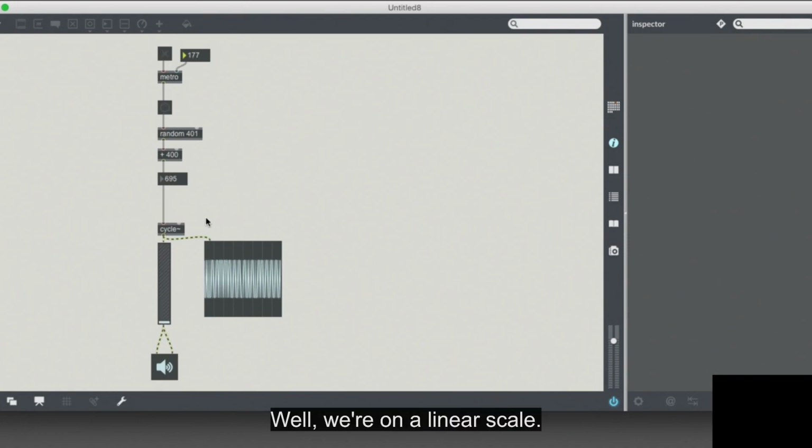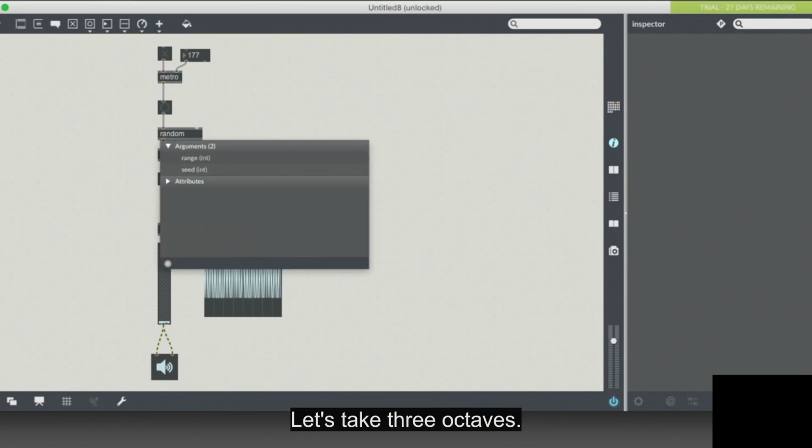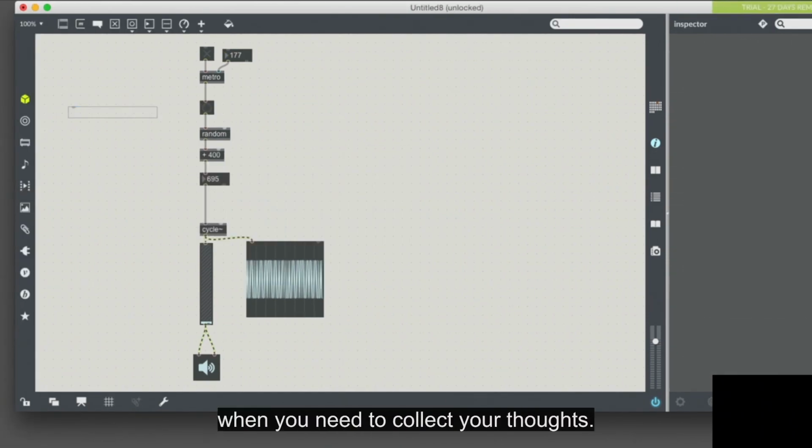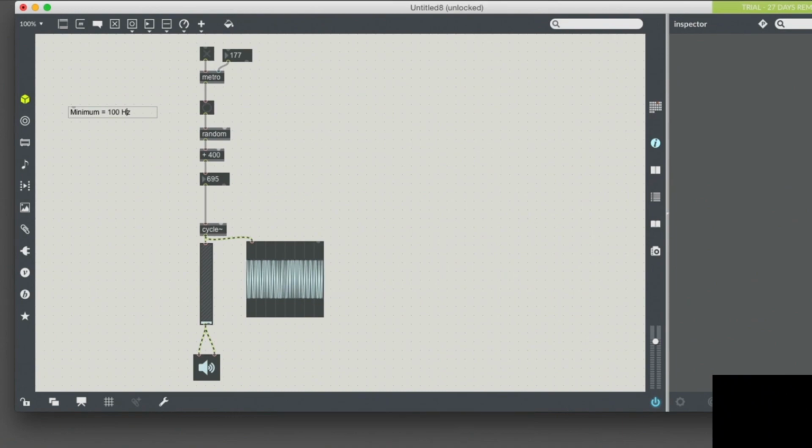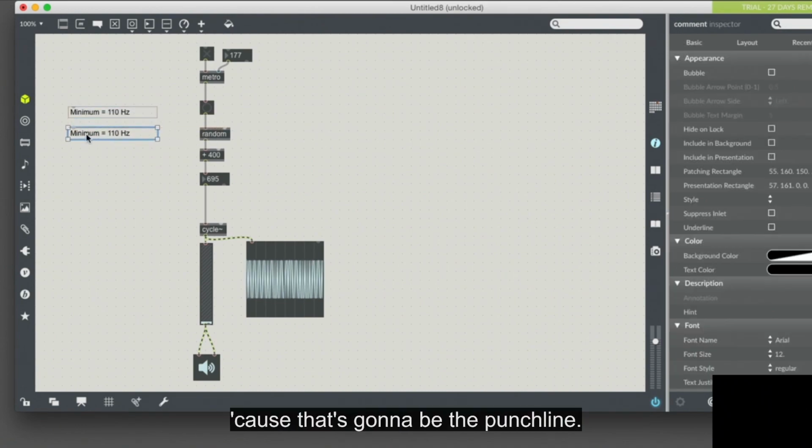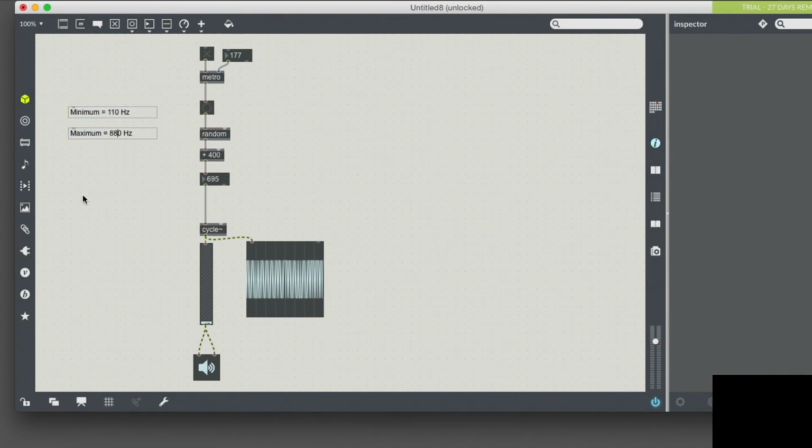So what's wrong with this? Well, we're on a linear scale. Let me make this a bigger range. Let's take 3 octaves. I'm going to put a little comment over here. This is a good use for comments when you need to collect your thoughts. Minimum equals 110 hertz, so we can easily convert to MIDI because that's going to be the punchline. And the maximum is going to be 880 hertz. So from 110 to 220 is 1 octave, to 440 is the 2nd octave, to 880 is the 3rd octave.